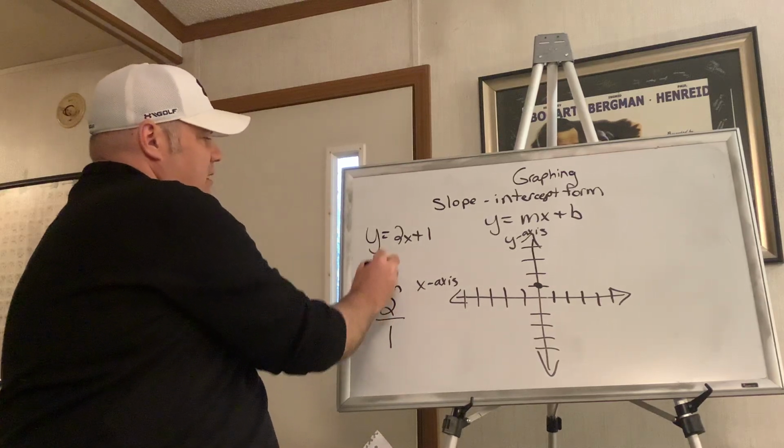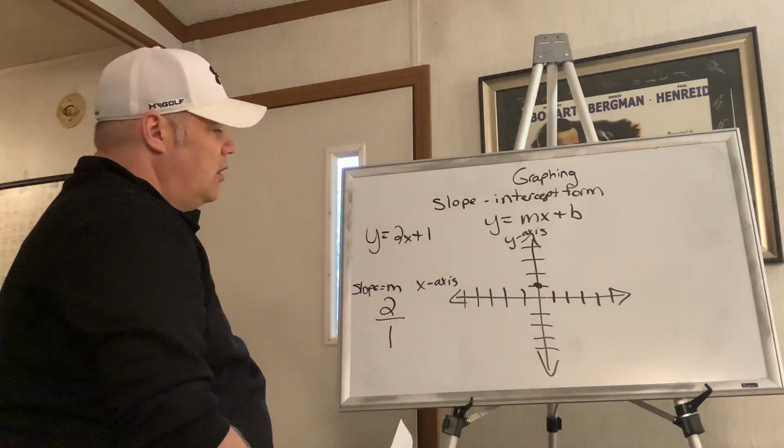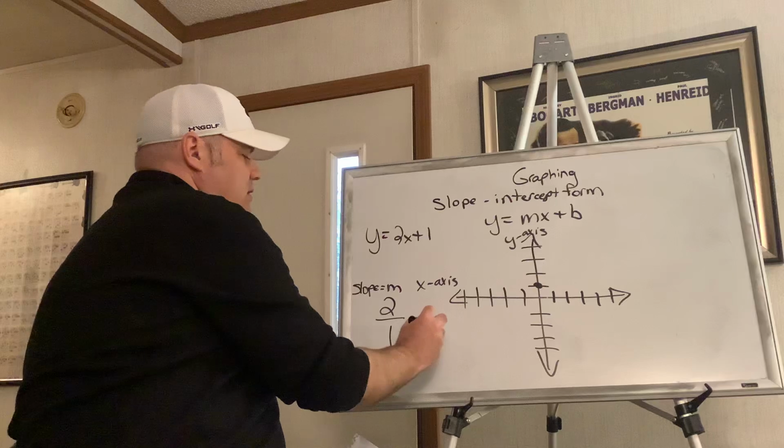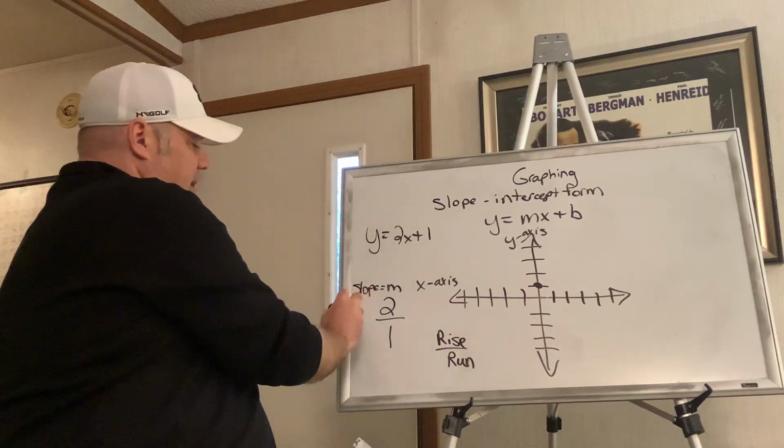Okay, slope is the m. It's the 2 over 1 in this case. It's a whole number, so it's 2 over 1. Well, remember, that's rise over run. And this is a positive slope.